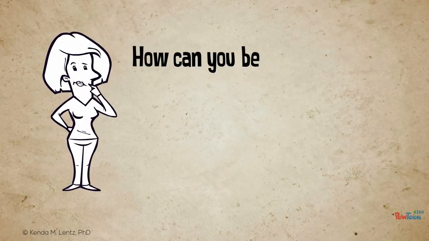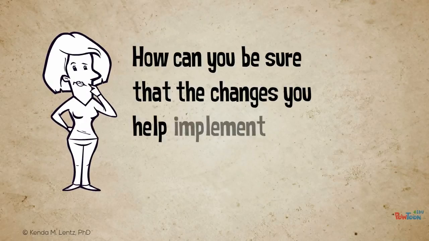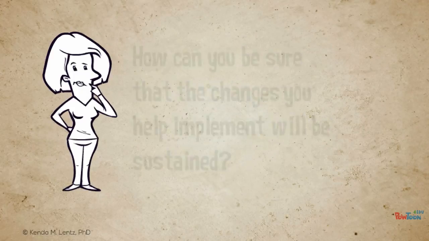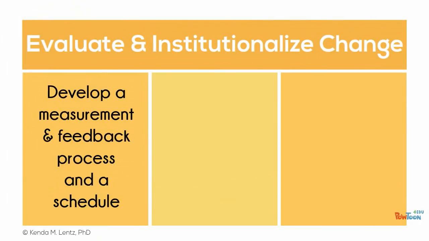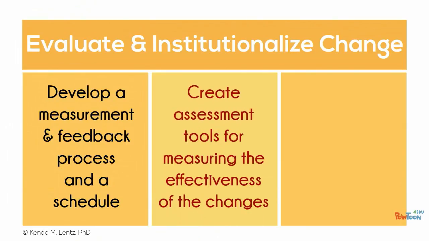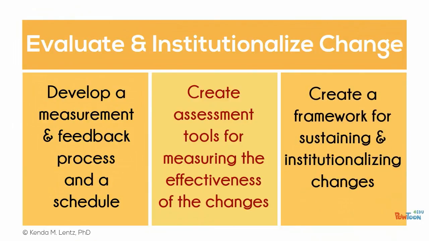So how can you be sure that the changes you help to implement will be sustained over time and that the organization will not return to the status quo? First, you need to develop a measurement and feedback process, as well as a schedule for implementing change. Next, you'll create assessment tools for measuring the effectiveness of the changes. And finally, you'll create a framework for sustaining and institutionalizing the changes to keep the organization on track with its mission and aligned with its desired future.